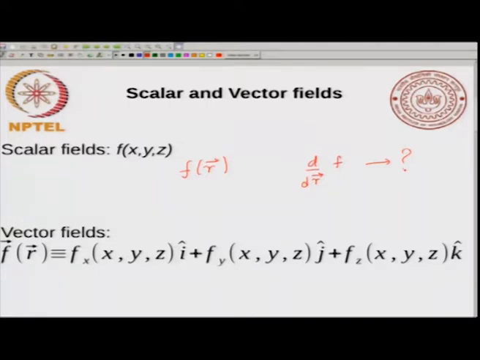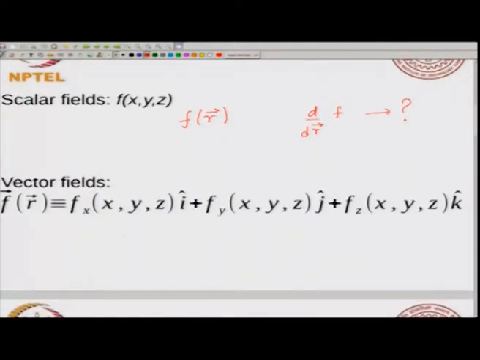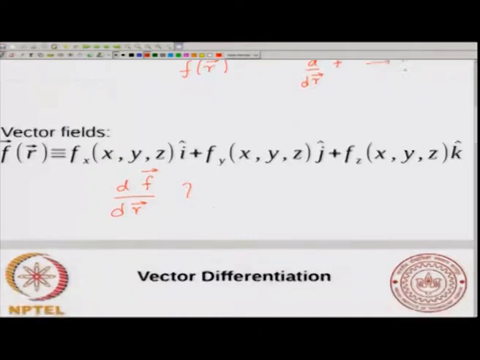Now this will be different. It turns out that there are many ways to define this derivative, and it would be different if f were part of a vector field. If instead of a scalar field you have a vector field, how would you think of differentiation of the vector field with respect to a vector? In doing this, we'll look at three different definitions of quantities that look like derivatives.